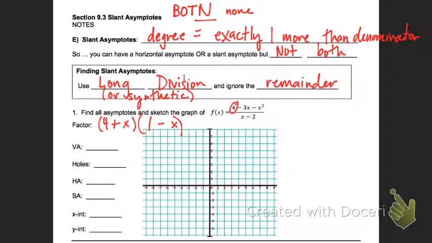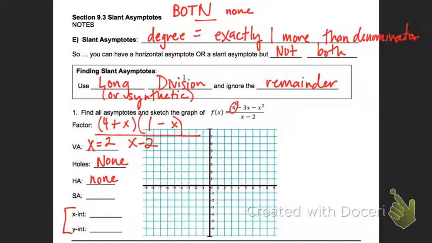Okay, and then can I do anything to the bottom? No. Can anything cancel? No. So I have no holes. Vertical asymptote: x equals 2. Horizontal: it's bigger on top. So let's go ahead and do x and y intercept, and I'll show you how to do slant asymptote last, okay?